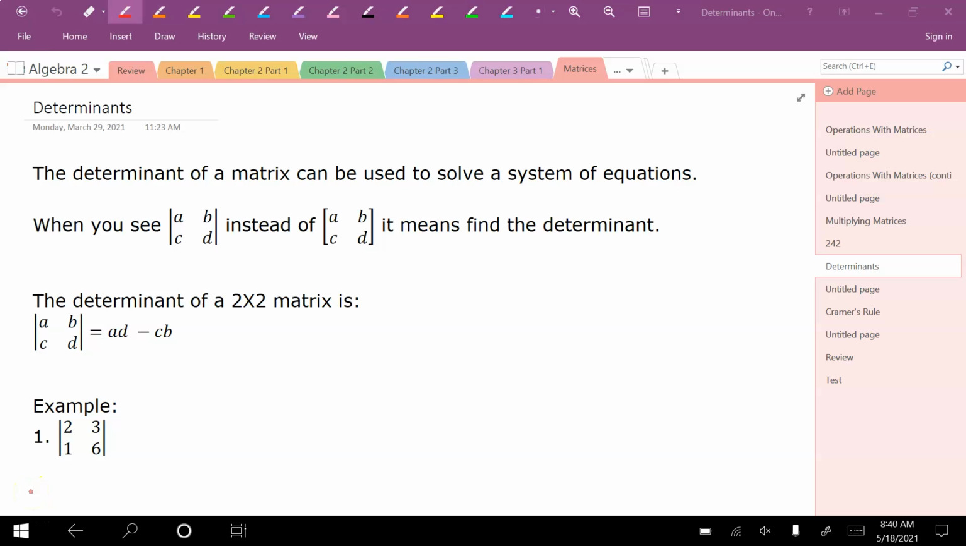Okay, so for this section, we're going to talk about something called determinants, and we're going to talk about two different types that we can find because they're the most common. What determinants are used for is eventually we can use them to help us solve a system of equations.